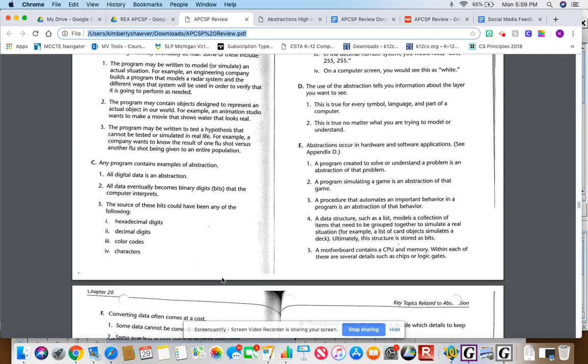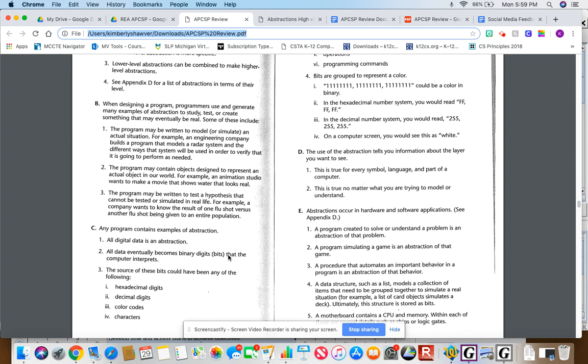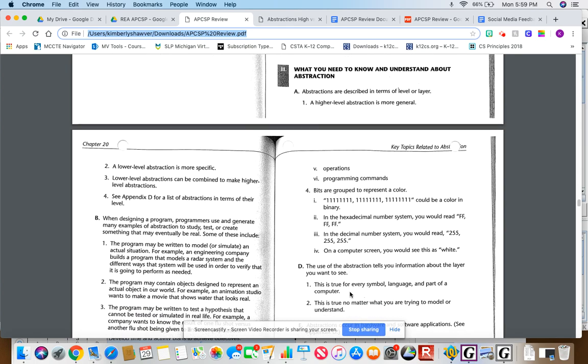So any program contains examples of abstractions. Like I mentioned, all digital data is an abstraction at the lowest level. All data eventually becomes binary digits that the computer interprets. The source of the bits could be any of the following: hex, decimal, color codes, characters, operations, and programming commands.